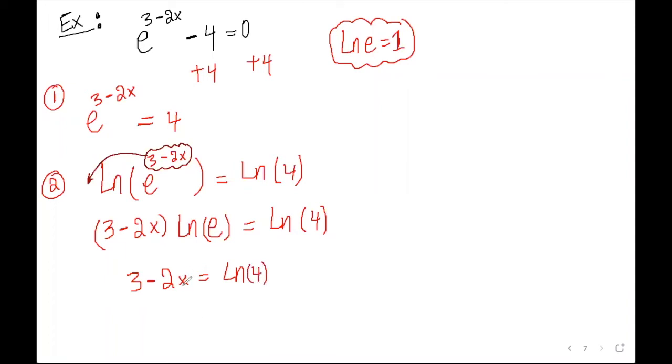I need to find the value for x. So I have to subtract 3 from both sides, or I move this one to this side, and I move the ln to this side. So to move the minus 2x to this side, I have to add 2x to both sides. And to move the ln 4 from this side to this side, I have to subtract ln 4 from both sides. So I get 3 minus ln of 4 equal 2x.